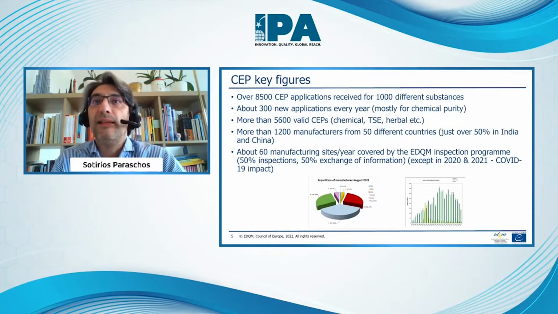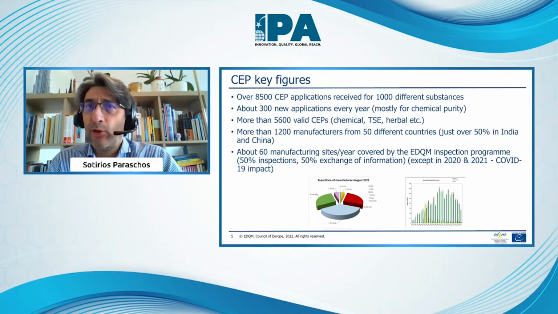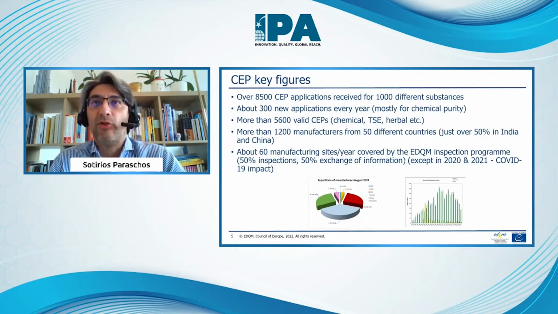And you can see in the chart below that just over 50% of them come from India and China, the green and red part respectively. About 60 manufacturing sites per year are covered or used to be covered by the EDQM inspection program until the breakout of the COVID-19 pandemic, split almost in half between on-site inspections and exchange of information.